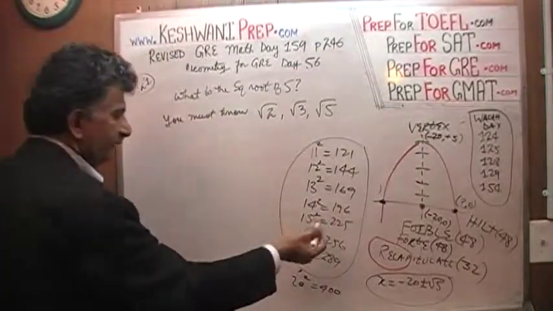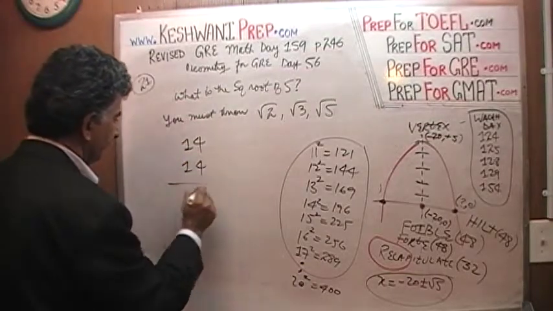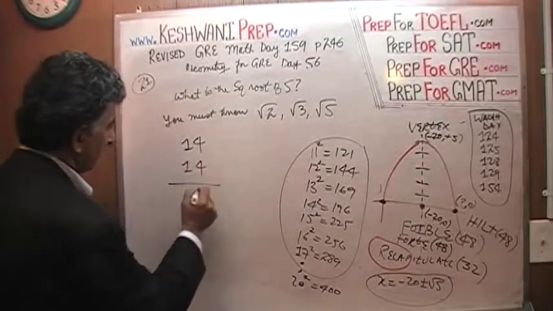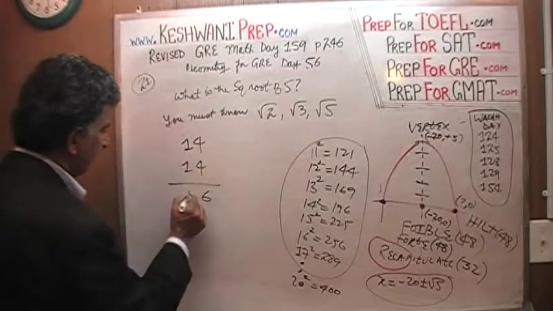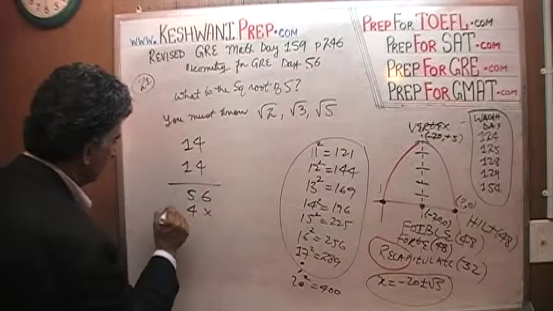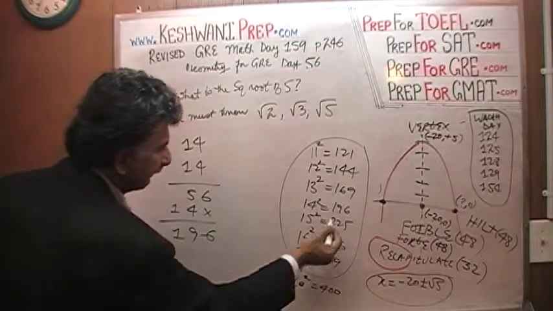Now, let's see 14. 14 times 14 is, 4 times 4 is 16. 6 carry 1. 4 and 1, 5. And then 1 and 1 is 2. 14 times 14 is 196, as you can see right here.